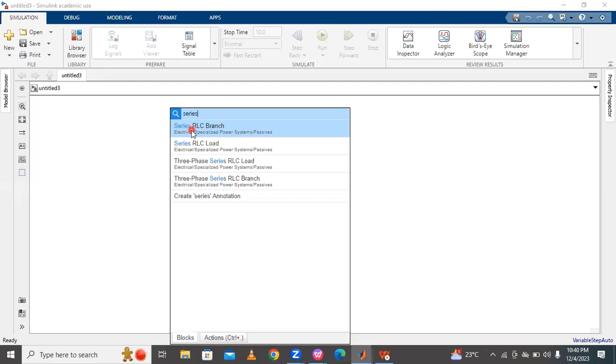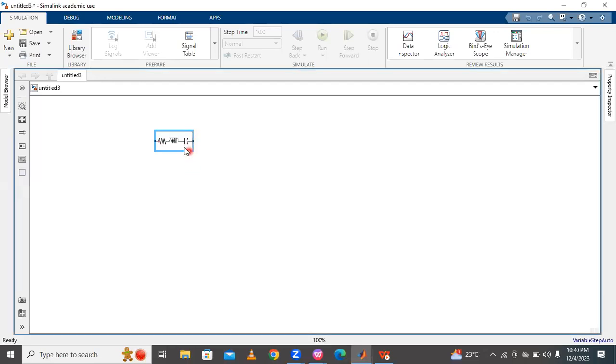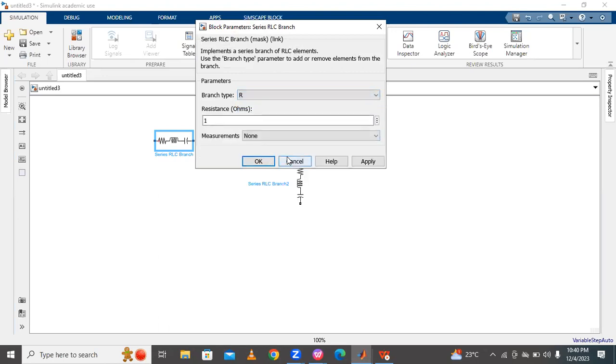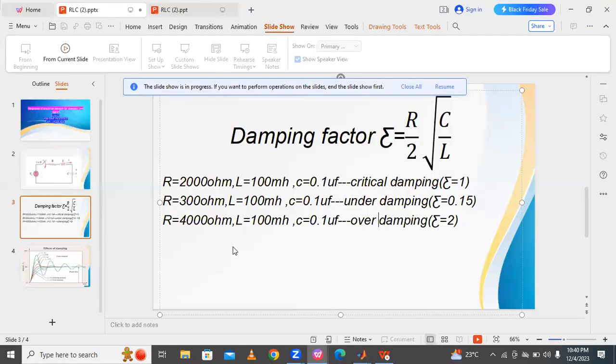Series RLC branch. Don't take series RLC load. Copy this series RLC branch in this way, and press Ctrl+R to rotate and place it like this. This is called resistor R. What is the resistance R? And what is the resistance for a critical damper system?